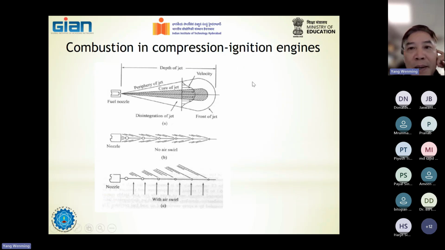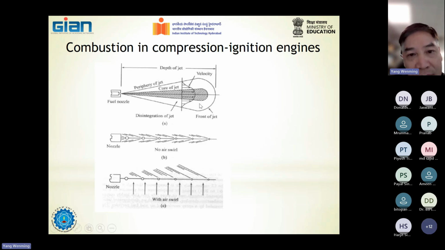In compression ignition engines, the combustion process is initiated by the high pressure fuel injection spray. Here we show you the spray structure. Basically, the fuel spray consists of two parts. The first one is the core of the jet. This core of the jet is liquid, and it is surrounded by what is called the fuel admixture.